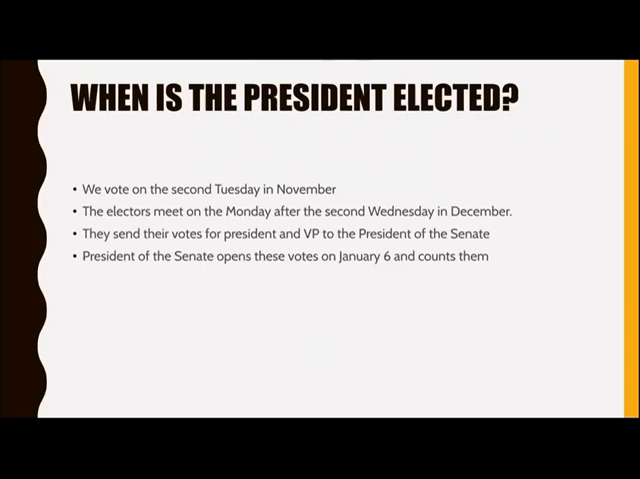They get to vote, but nobody cares. But anyway, we might meet on the second Tuesday in November. The electors actually meet on the Monday after the second Wednesday in December, so I vote for my candidate in November. The official electors vote for their candidate in December. They send their votes for president and vice president to the president of the Senate, also known as the vice president. And then the president of the Senate opens those in January of the next year and counts them. So that's when technically it's official that we know who the president is going to be.